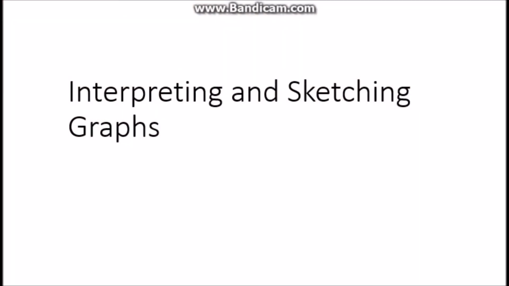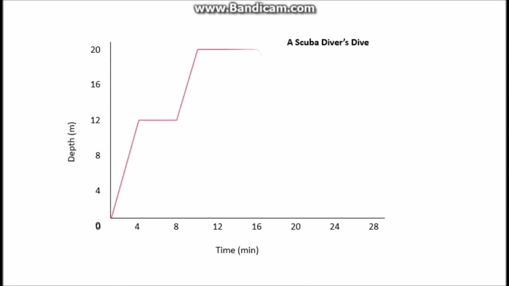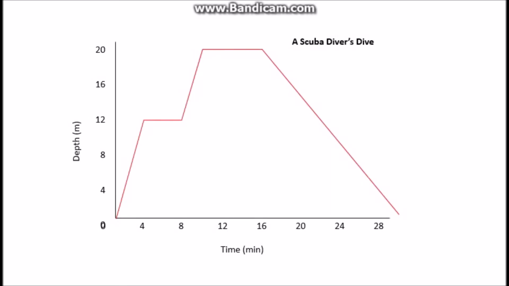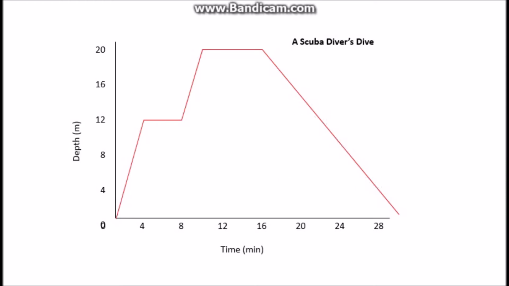Okay, applied precal. So we're now on the document camera, and we're going to be looking at interpreting and sketching graphs. So let's jump right into it here. I'm going to give you a graph of a scuba diver diving, and let's draw it first, and then we'll talk about what's going on here. So we just let it draw. That's what it looks like. From this image, the goal is that you will be able to see an image and explain what could be happening. Not necessarily what is happening, but you can give us an idea what could be happening.